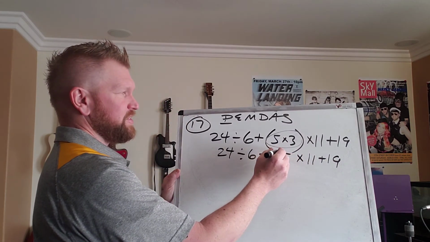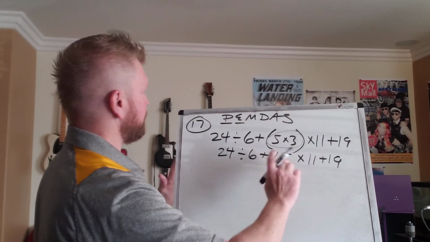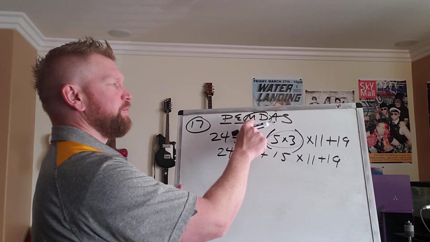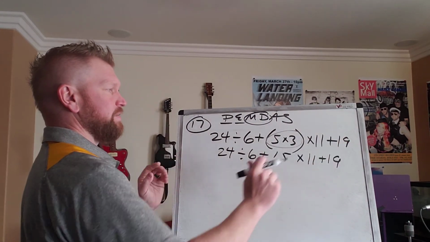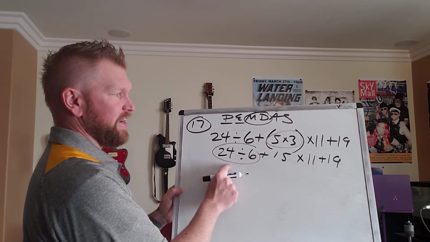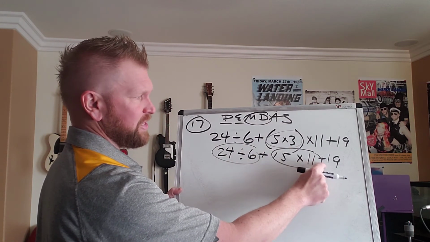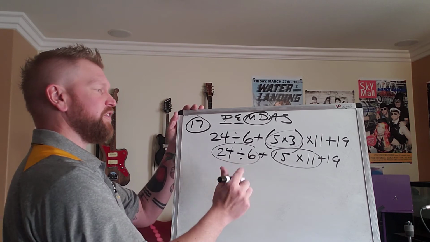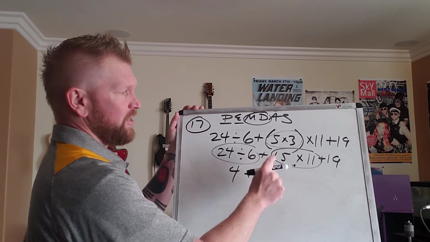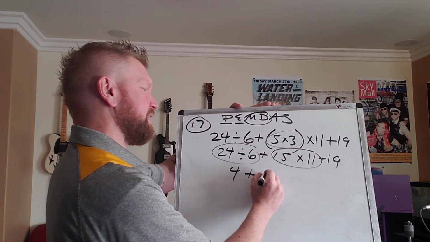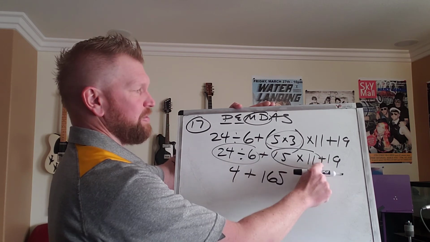Okay, I did the parentheses. Are there any exponents? No. Now let's do the multiplying and dividing from left to right. So we're going to take care of this. That's dividing. We'll save that for later. We'll do this because that's multiplying. We'll save that for later. So 24 divided by 6 is 4. Plus, we have to do 15 times 11. That's 165. And then plus 19.